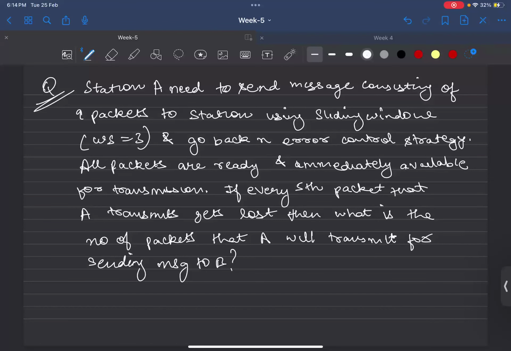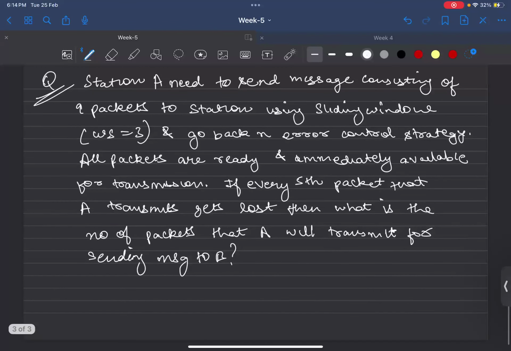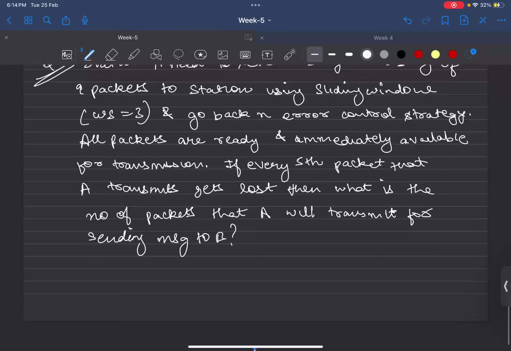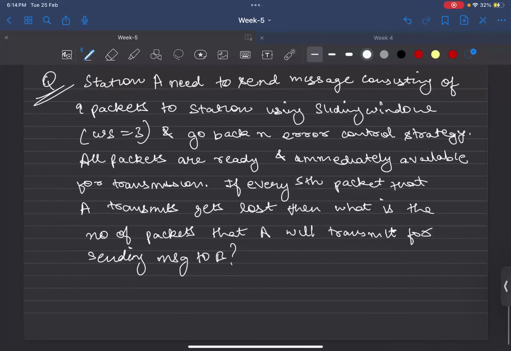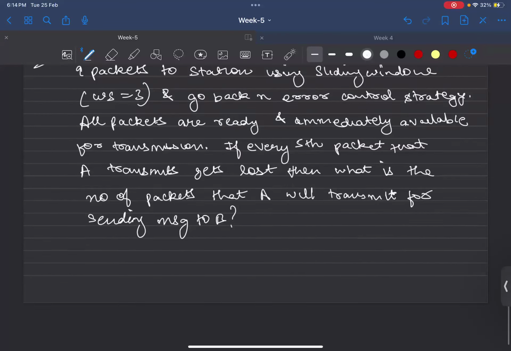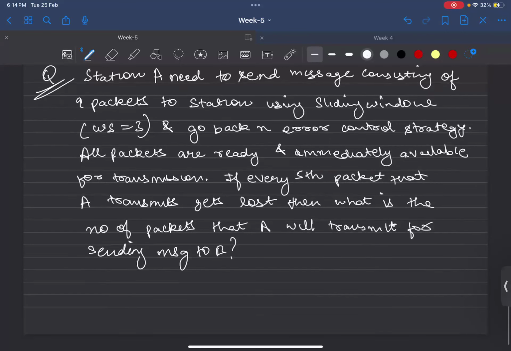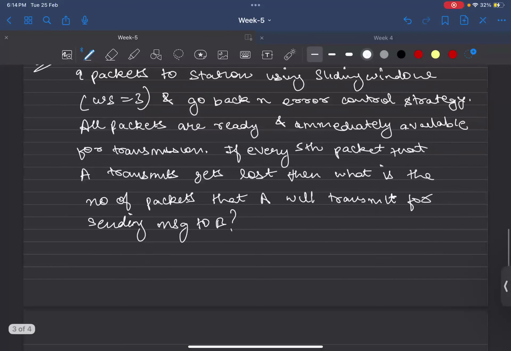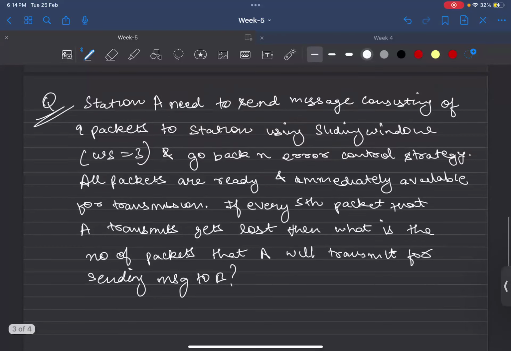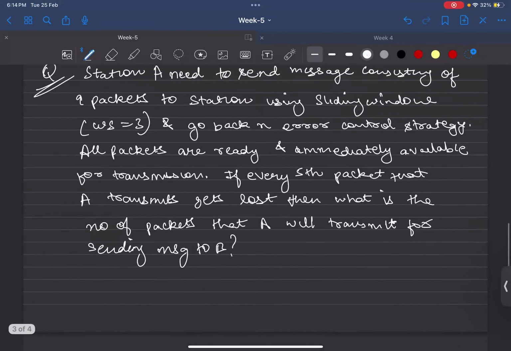So station A needs to send the message consisting of 9 packets. Now I have the 9 packets and the window size is 3. This is the Go-Back-N strategy, first of all. And here it is written, every fifth packet that A transmits is getting lost. What is the total number of packets which A will transmit?